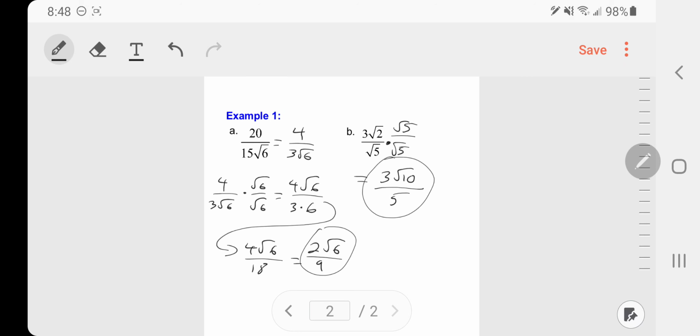All right, so again, these are just some basic rationalizing the denominator questions. When you have radicals in the denominator, you're just multiplying by that same radical in the denominator to get rid of it.